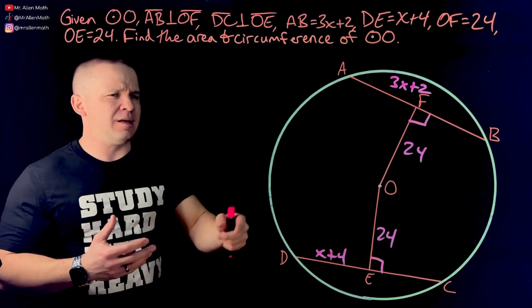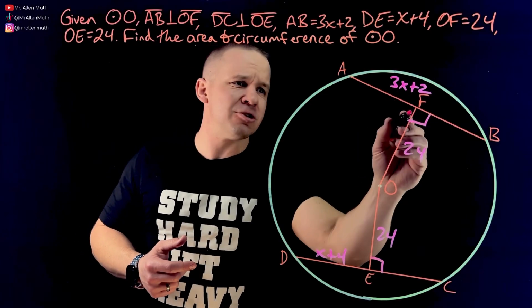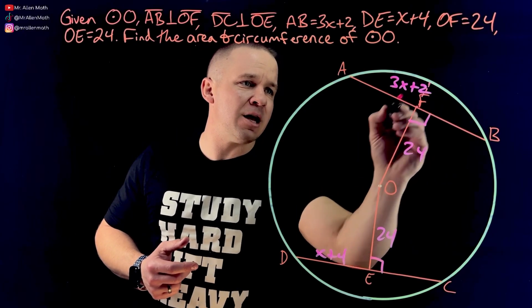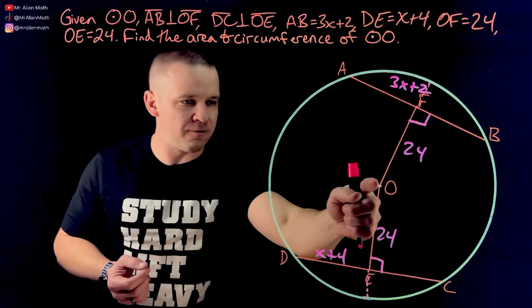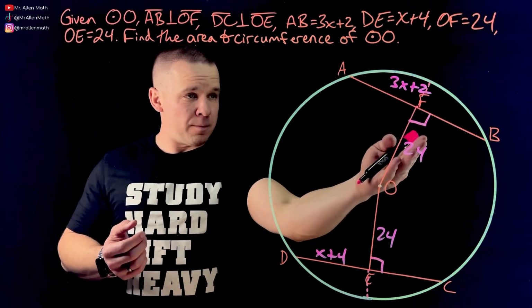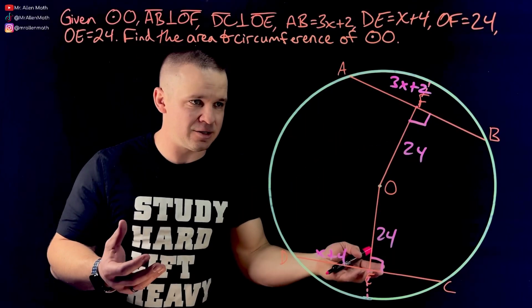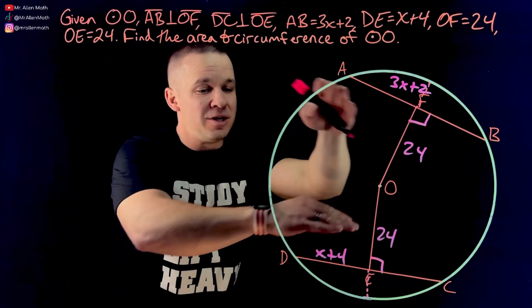You might be like, wait, this isn't a radius. It doesn't go all the way to the edge. But I could extend this out, and it could hit the edge. Same goes over here. So it could be a radius. It's drawn from the center to the edge of the circle. If it's perpendicular to the chord, it bisects the chord. If they're equidistant, these chords are congruent.